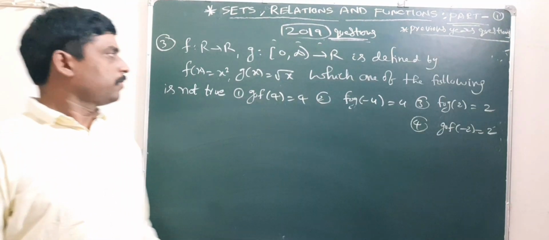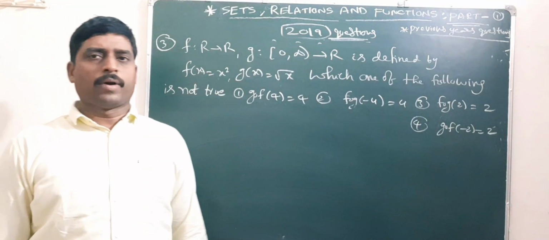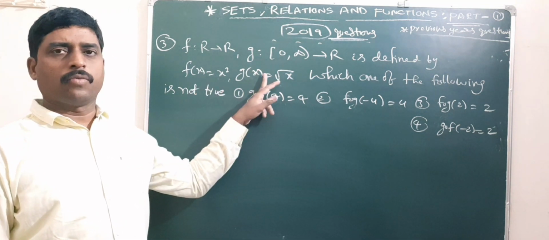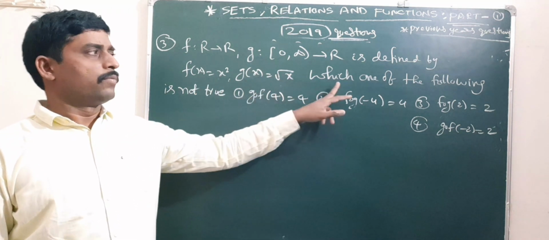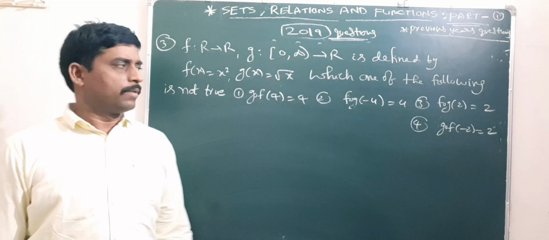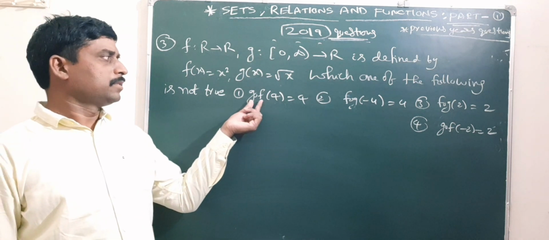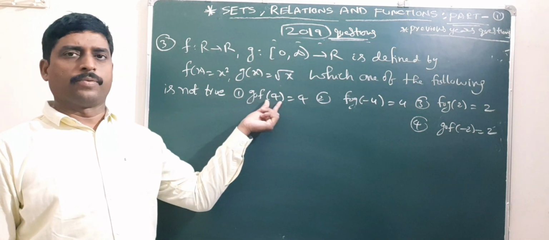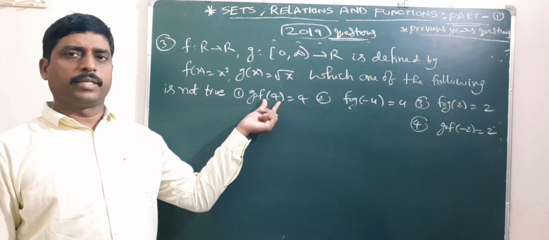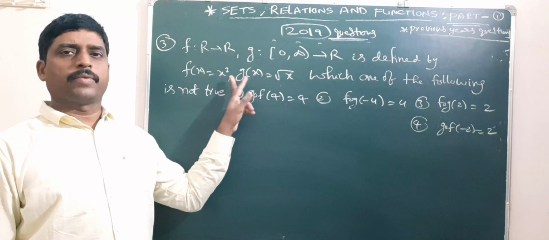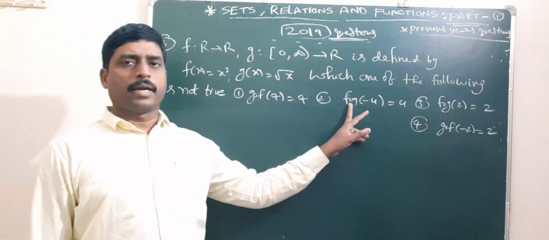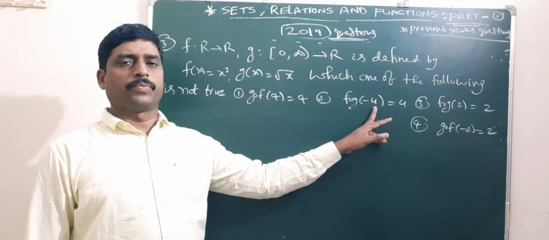Let us go to the next problem. F, g two functions are given. F of x is equal to x square, g of x is equal to root x. Which one of the following is not true? First the direct process, now explain. First option, g composition of f of 4. This means g of f of 4. The f of 4 value exists. So f of x is x square, f of 4 is 4 square. This value exists.